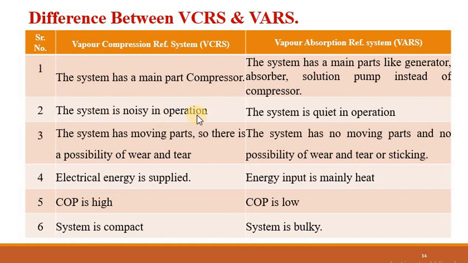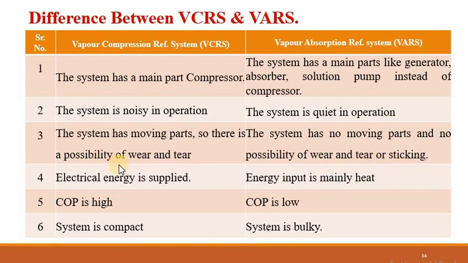Here the system is noisy because the compressor makes noise. But in the vapor absorption system, all the parts are non-moving, so it is quiet in operation. While the vapor compression system has moving parts, so there is a possibility of wear and tear. So maintenance is also required here. While the vapor absorption system has no moving parts and no possibility of wear and tear or sticking.